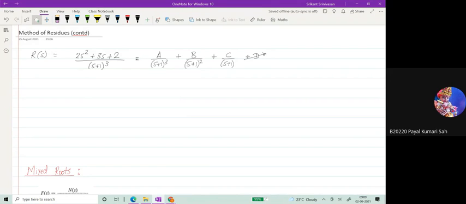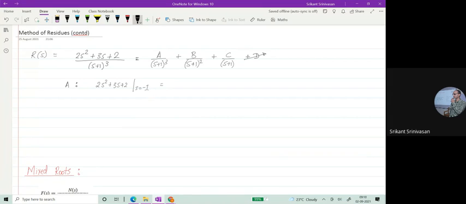For finding the value of A, we have to set s plus 1 equal to 0 and then put the value in the 2s square plus 3s plus 2. That is for A, right? Yes, sir. So for A first, what I have to do? No, s is equal to minus 1. So for A, I have to just consider the expression 2s square plus 3s plus 2 and put s equal to minus 1. So what is the answer we get?